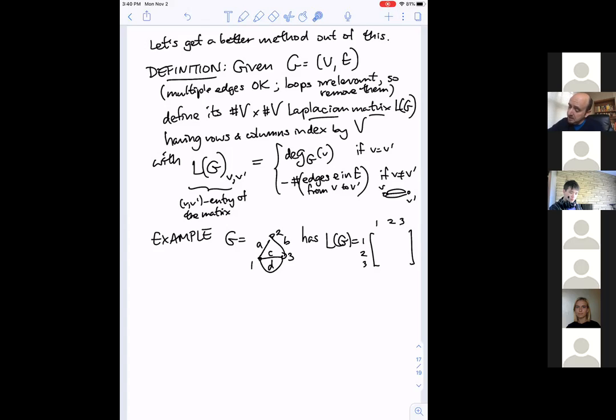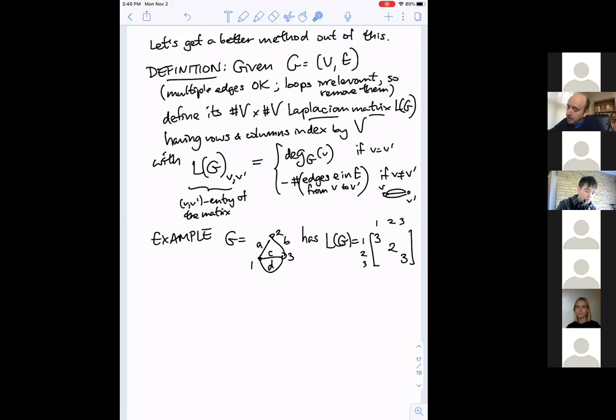And I look at it, and on the diagonal, I put for vertex 1 what its valence is. There's 3 edges coming out, so that gets a 3. And then for vertex 2, I see 2 edges coming out, so that entry is a 2 on the diagonal. And for vertex 3, I see 3 edges coming out. So that diagonal entry is a 3.